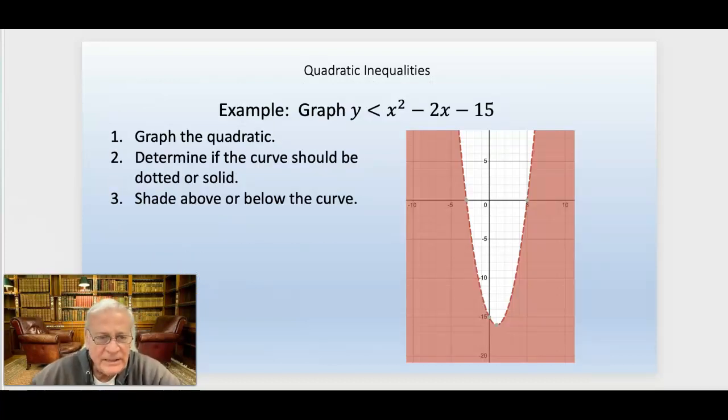Again, just one quick example, guys. Here's a quadratic. You can graph it by using the vertex formula to get the vertex. It's in standard form. You can use the y-intercept, -15, too. So you graph the quadratic. Then you determine if it should be dotted or solid. Well, here it's dotted because it just says y less than. And y less than means you shade below the curve, so it's everything down here.